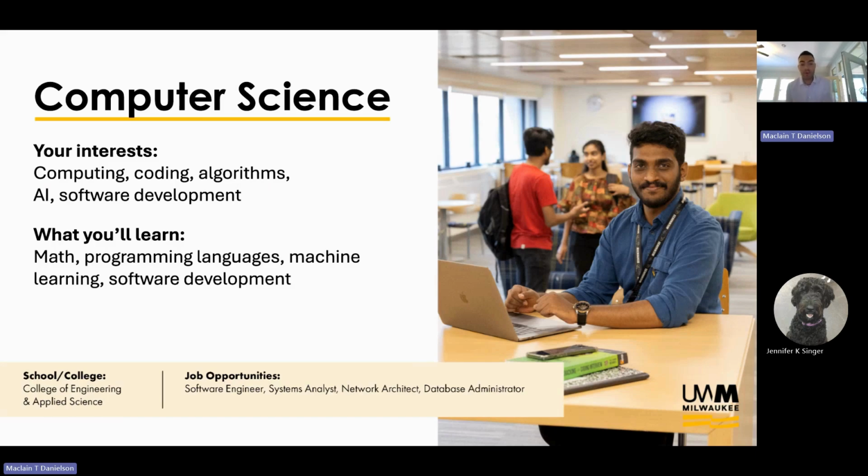As you can see at the bottom of each slide, we also include those job opportunities. Some of those include a software engineer, systems analyst, a network architect, and a database administrator. Students who would find success, or who would be interested in this specific program, tend to have more of a technical mindset, an interest in math, and a strong interest in wanting an overall broad education in the College of Engineering. When you advise them, these are the types of things you'll want to look for. Again, it's an emphasis on math and programming languages.